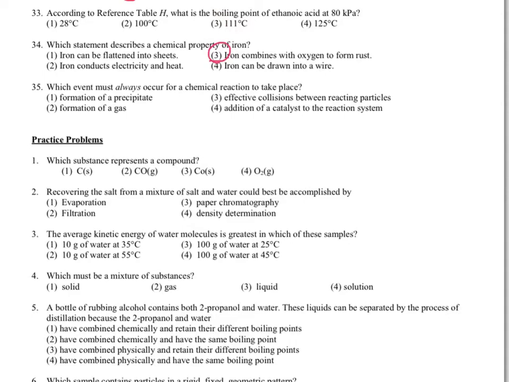Now lastly, it asks what must happen for a chemical reaction to occur. This is referring to the collision theory, and the collision theory states that chemical reactions only occur if particles collide with sufficient energy and proper orientation, but the particles have to collide effectively.